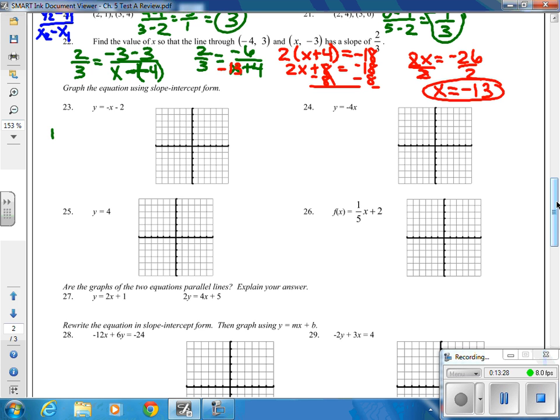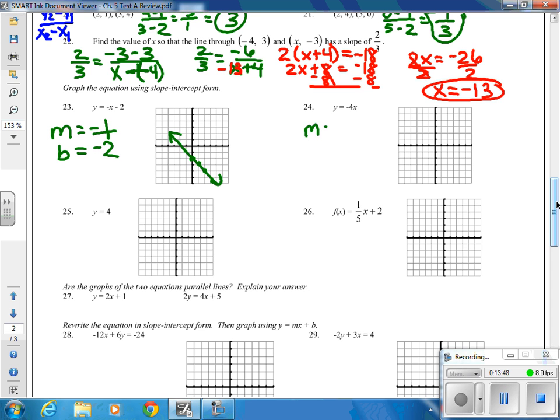So in number 23, your M is negative 1. Your B is negative 2. You begin at the B, negative 2 on the y-axis. Okay, now to get your next one, we turn negative 1 into a fraction, so it's negative 1 over positive 1. That means you go down 1, right 1, down 1, right 1, and you connect. And there's your picture.